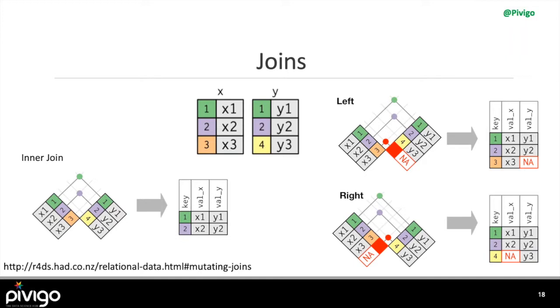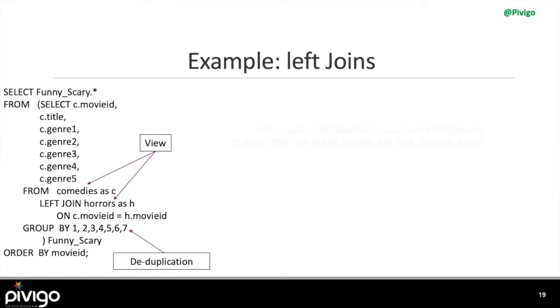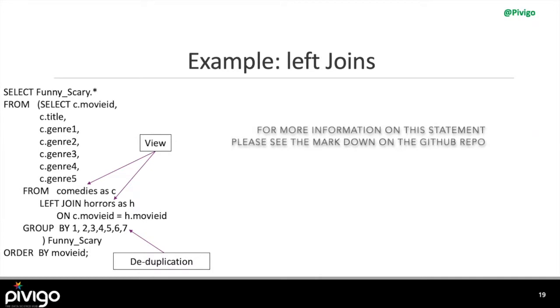So as you can see, again, we have an NA in key 4 for table X. So let's see this in action. Let's say you want to select only the funny and scary or just the funny movies. I'm not a fan of scary movies on their own. I get scared really easily.